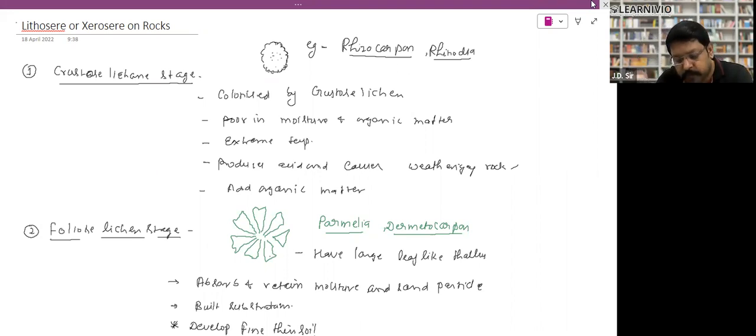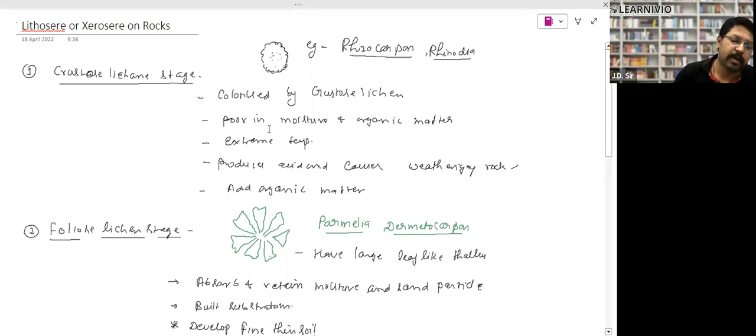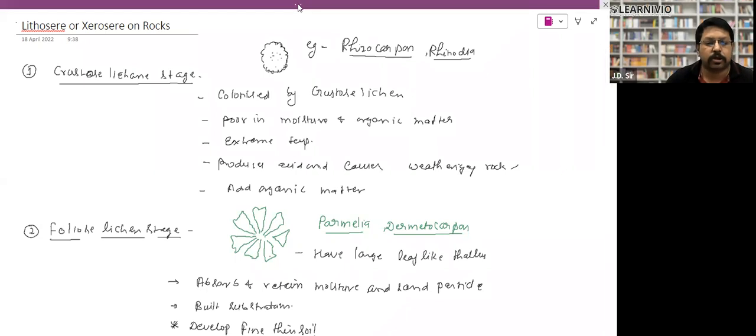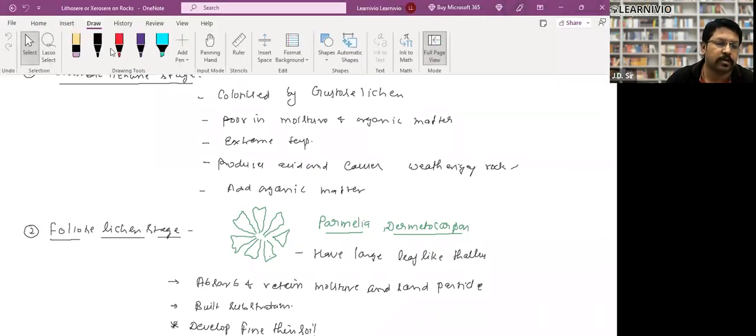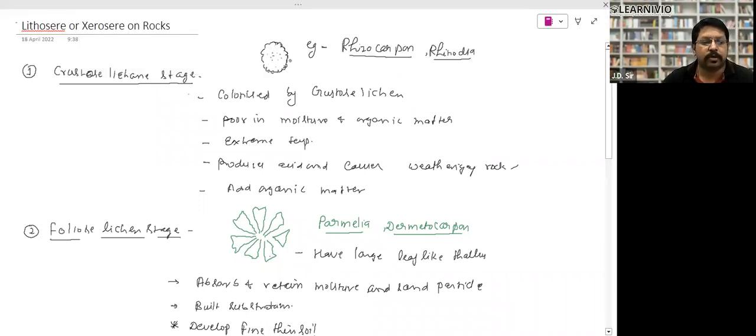Again, the question will be from these examples; questions have already been asked from them. So this is the crustose structure. Something looks somewhat like this, right? So Rhizocarpon and Rhinodina are two crustose lichens. They look like a crust, like this is the structure of a crust. The area will be colonized by crustose lichen.